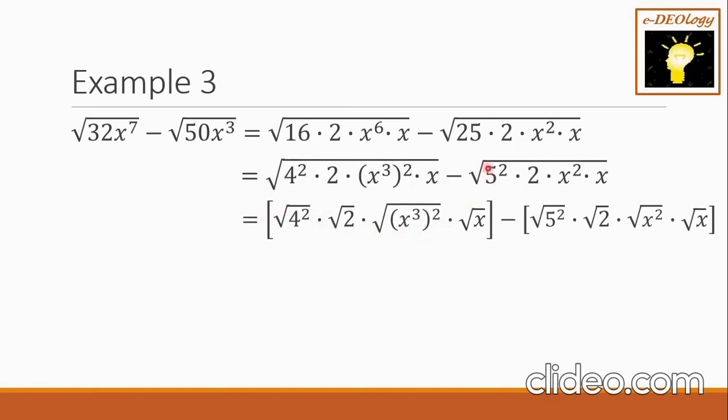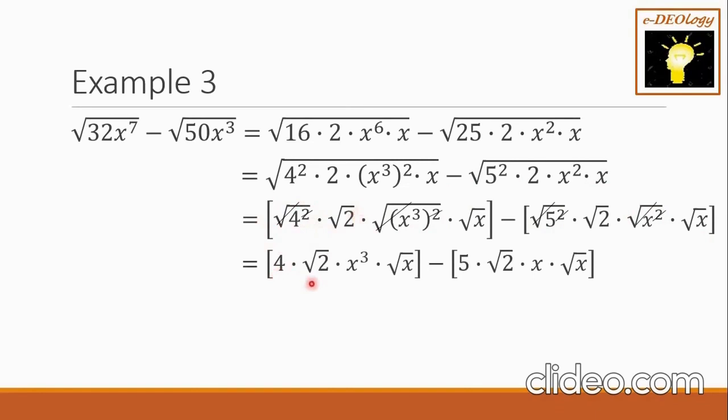For the second radical, we have the square root of 5 squared times the square root of 2 times the square root of x squared times the square root of x. And then we're going to simplify further. In this first term, I'm going to cancel the radical and the power 2. So you see, only the base will come down here. The square root of 2, there is no change.